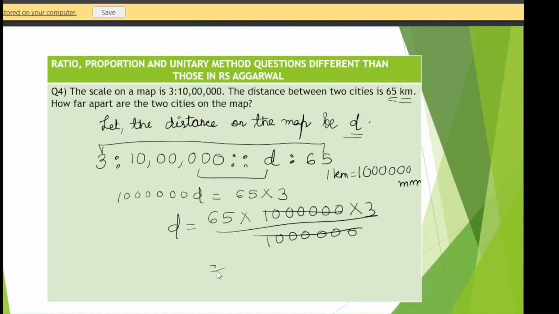What remains is 3 5s are 15, 1 gets carried over, 3 6s are 18, 18 plus 1 is 19, so 195. Now what is the unit for this distance? Distance will be in millimeter, because we have converted everything into millimeter. So this will be the distance, 195 millimeter between the two cities on the map. Okay.